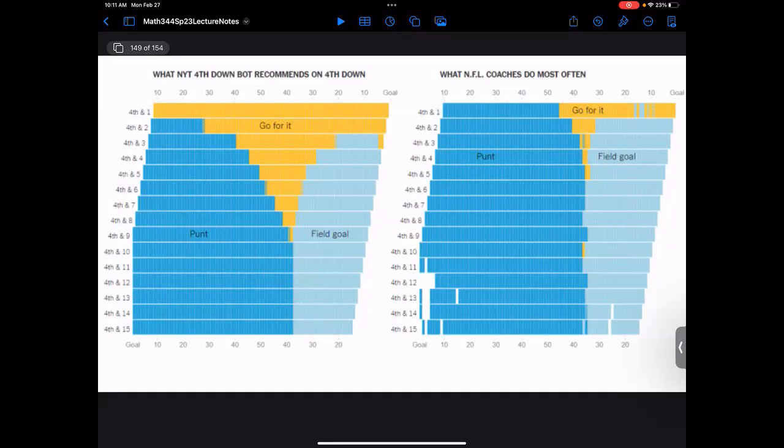But the main problem here is we need to figure out what is the expected number of points scored for different positions in a football game. And in baseball, we had the run expectancy matrix. We needed to know what was the configuration of base runners, what was the configuration of outs. What do you think we need to know in football? Calculate the point expectancy. What do we need to know? Down, distance, yard line, anything else, and time.